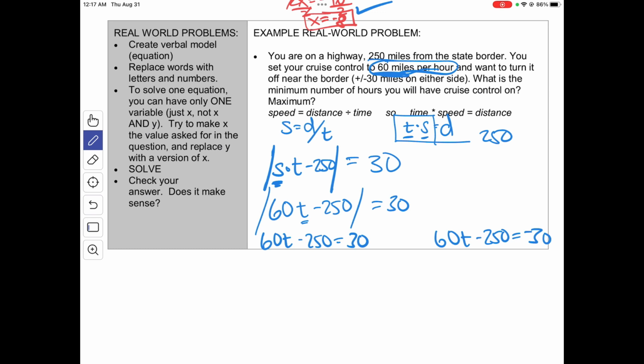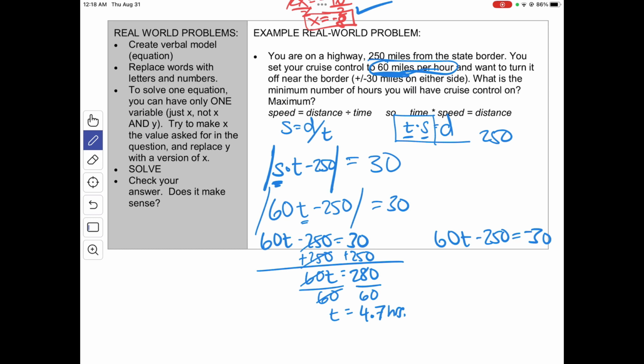I'm going to get t all by itself on one side of the equation by getting rid of this number that's being subtracted from it. So I'm going to add it on. And I get as my value that 60t is equal to 280. And when I divide both sides by 60 to get the 60 away from the t here, I get that my time could be 4.7 hours. It's actually 4.66667 hours.